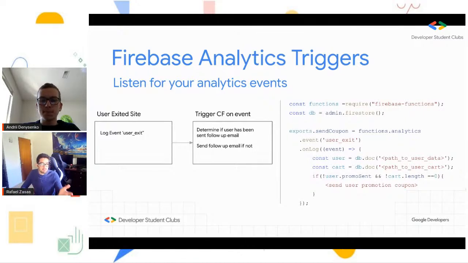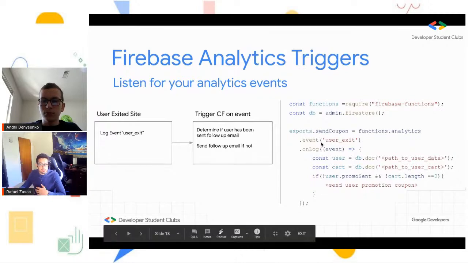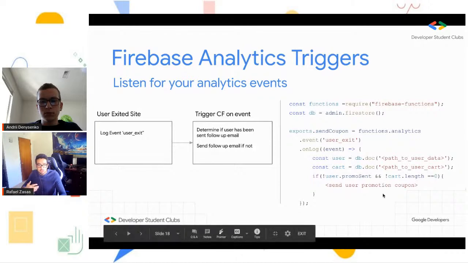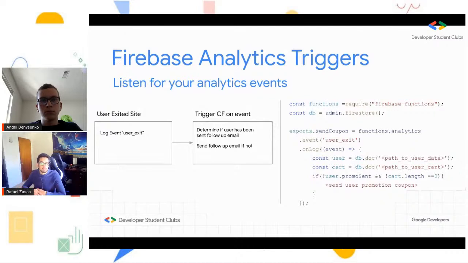So in this case, we've logged some event, user exits, when the user exits the site. And then when we actually trigger this Cloud function, we can determine if the user has already been sent a promotional email, a follow-up email, because we don't want to be sending them an email every single time they come to the site and then leave just because they have stuff in their cart. So we first check to see if they have items in their cart, so if their cart length is not 0, and if they've already had a promotion sent or not. If those criteria are met, then we can send them a promotional coupon using our email function. I suppose we're kind of holding off on this email function. We'll get to it at the end.